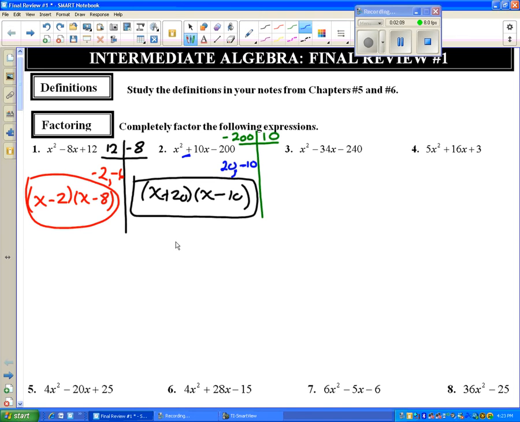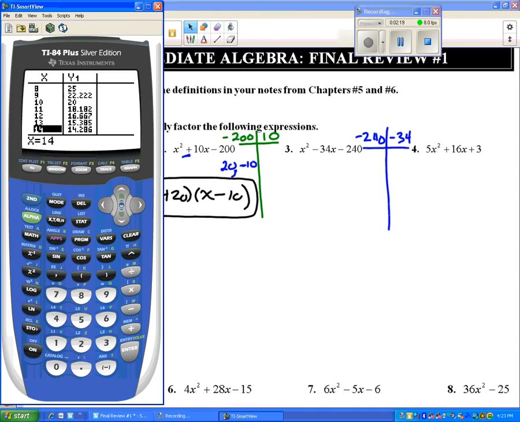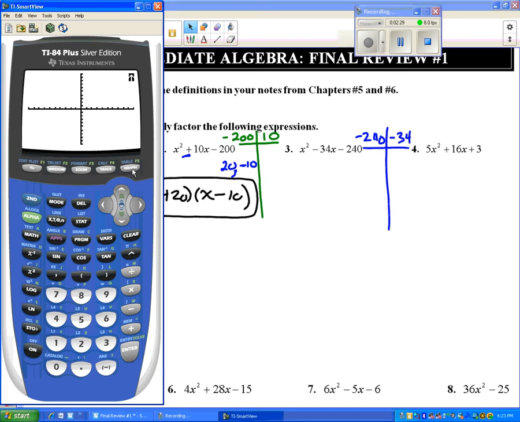Number 3, what multiplies to be negative 240 and adds to be negative 34? Again, there's a 1 in front of the x squared, so it's just basic factoring. I go back to my calculator. I hit y equals. I plug in 240 divided by x. I don't want the graph. I go to the table.